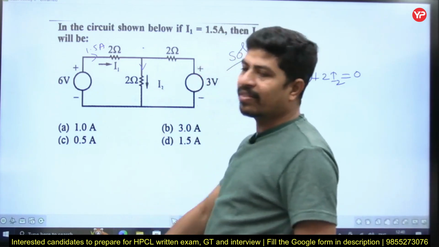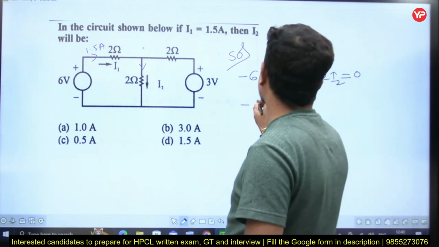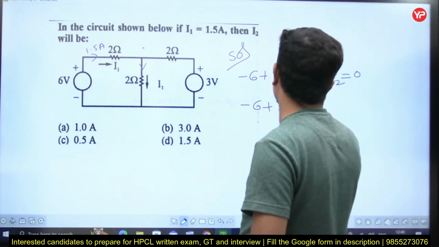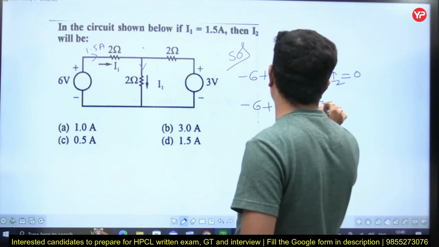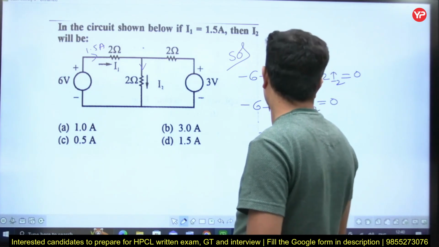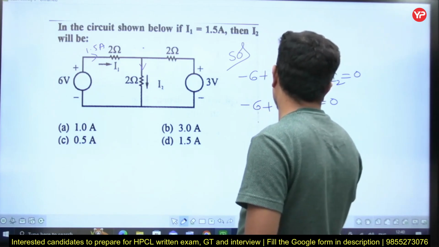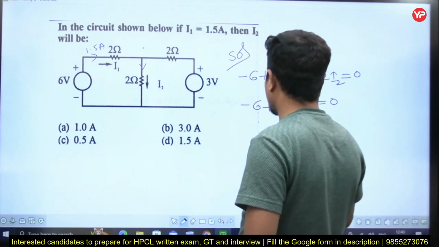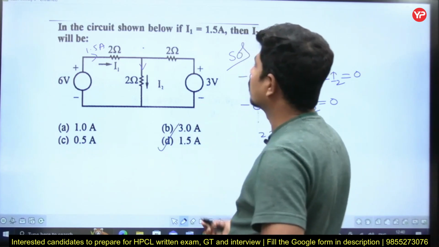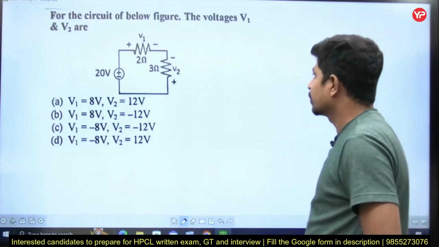That fellow himself has given the current as I2, so I need not write anything. I want to find I2 only. So minus 6 plus 3 plus 2I2 is equal to 0. So 2I2 is equal to 3, since minus 6 plus 3 is minus 3. Therefore, I2 is equal to 1.5 amperes. Let's go to the next question.